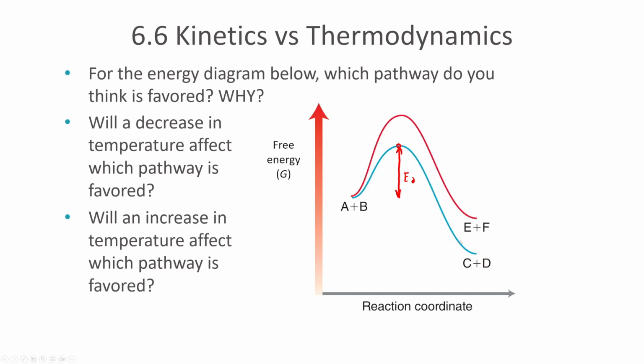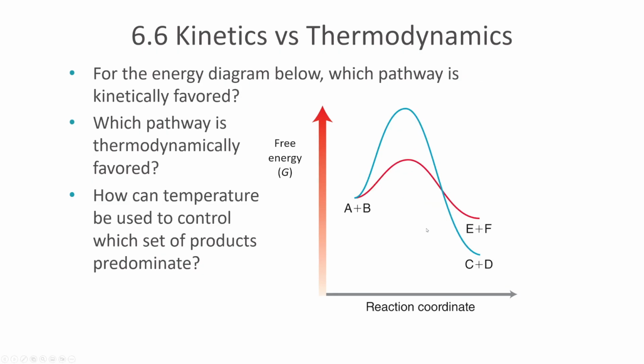In addition, the delta G of the blue reaction is more negative than the red one. The delta G of the red one would only go from here to here. And so this reaction is also more spontaneous. So the blue reaction will occur and the red one will basically not. Products E and F will not be produced because products C and D are favored both kinetically with a lower activation energy and thermodynamically with a more negative delta G.